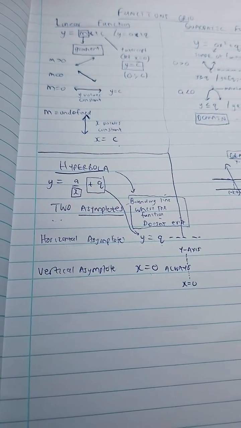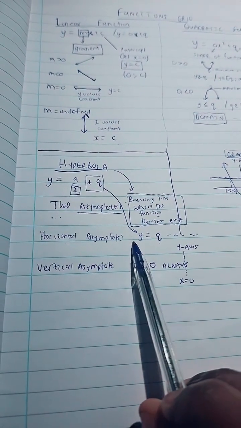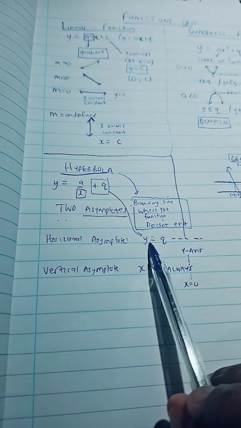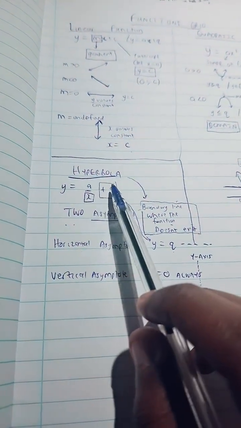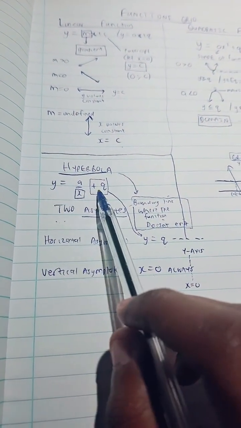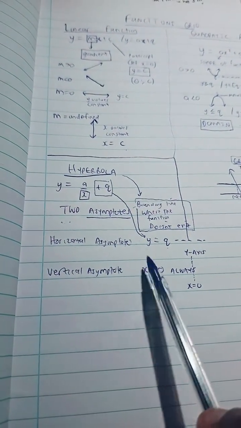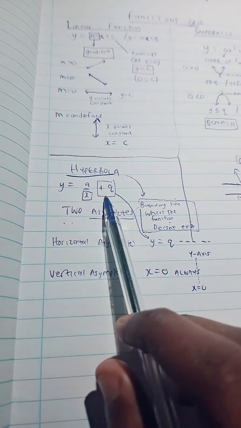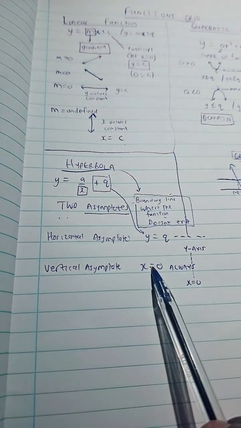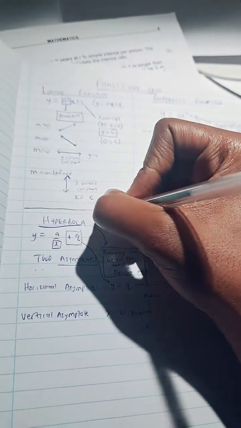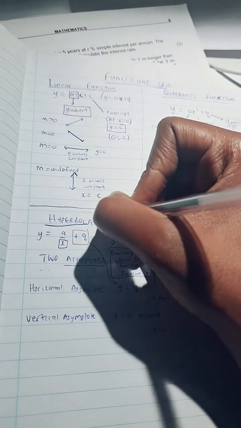Full stop. Okay? So two asymptotes. Horizontal asymptote, y is equal to q. Where do we get it? Whatever the q value is, when the equation is in standard form. Vertical asymptote, where do we get it? We get it from the denominator. What can x never be? It can never be 0. In which grade? Grade 10. I am speaking to grade 10s here.